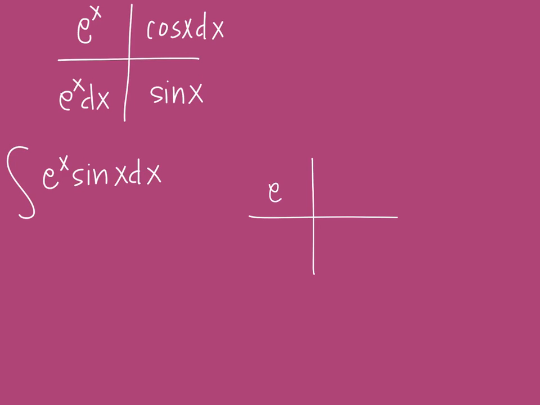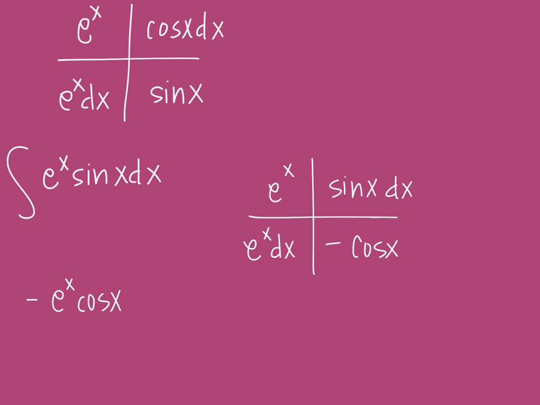You choose the exponential over the trig. The differential, e to the x dx. The antiderivative this time, negative cos x. So we'll work on that. The diagonals are going to be negative e to the x cos x, minus the integral of e to the x times negative cos x. That'll become a plus. An exponential and a trig.